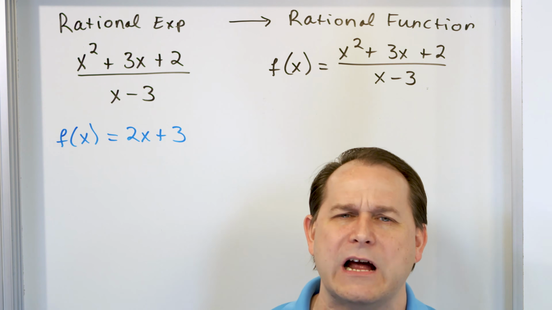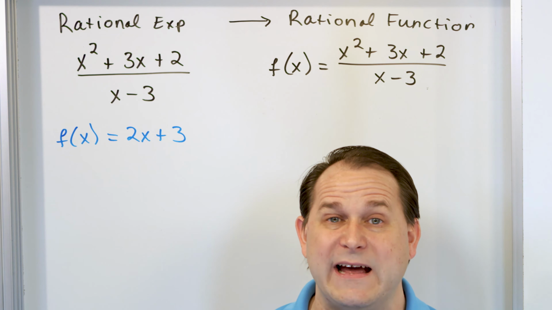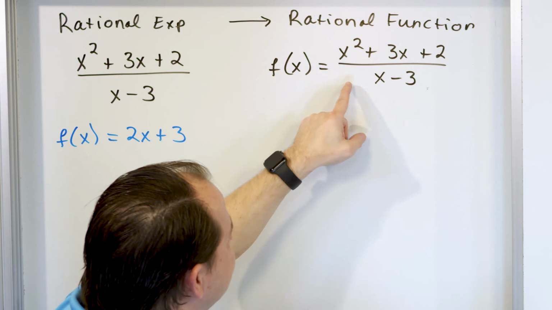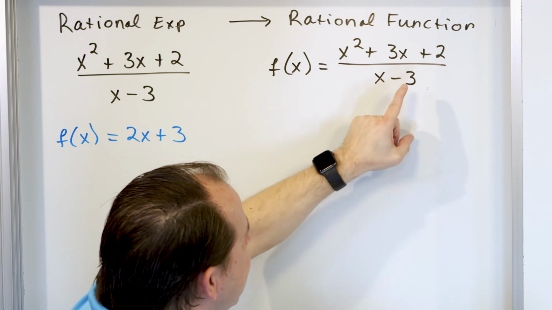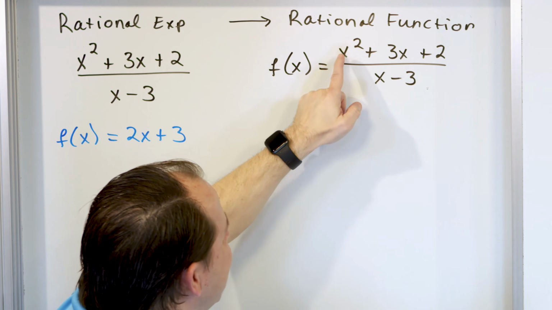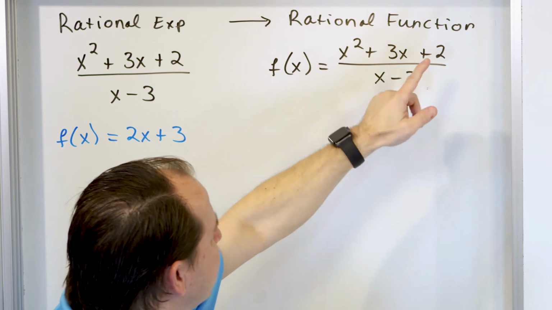Like, is there, and when I say not work, I don't mean if it's big or small. I mean, is there a value of x that I can't actually calculate the value of the output? Well, if you think about it, since I have a denominator here, if I put a value of 3 in for x, yes, of course I'll have 3 squared plus 3 times 3 plus 2.